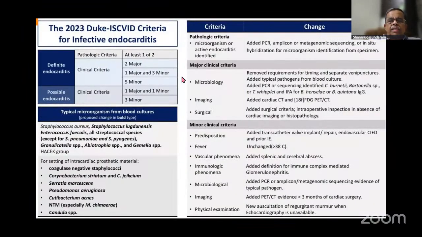In 2023, the International Society of Cardiovascular Infectious Diseases has recommended some more modifications wherein the usefulness of the cardiac CT as well as PET CT in establishing the diagnosis of IE is added. And apart from the recovery of organisms by routine culture, the usefulness of PCR in identifying the organisms is also included in this revised recommendations.